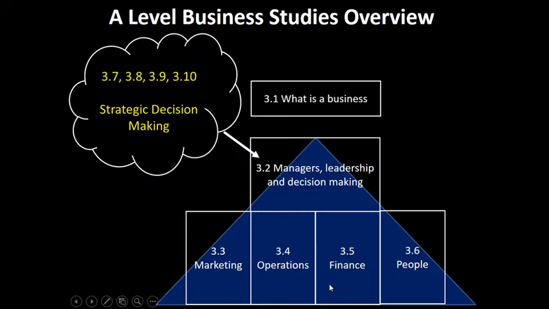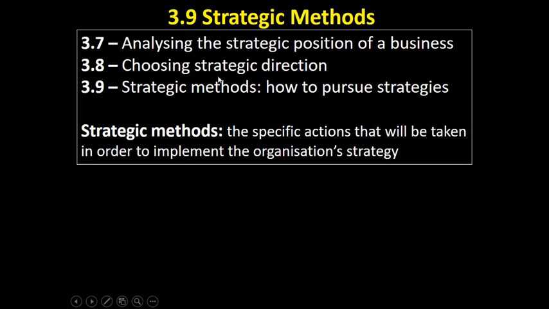And then 3.9, if you like, is where it starts getting really interesting, because we look at the strategic methods for how to pursue those strategies. So 3.7, we're looking at where we are, we're trying to work out what our core competences are as a business. 3.8, we're going to choose the strategic direction that we head in, and then 3.9 is all about how we actually go about pursuing the strategies, setting them in motion and doing them. And the unit is called 3.9, how strategic methods, how to pursue strategies, and we can define strategic methods as the specific actions that will be taken in order to implement the organisation's strategy.